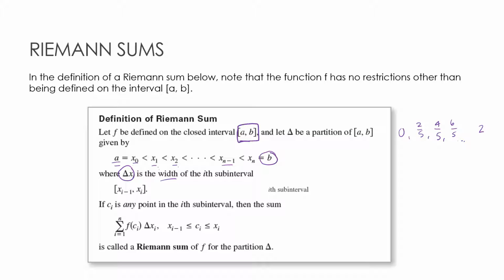These are unequal. Delta xi is going to be the width of the interval. And if ci is any point, remember, one of these positions, any point on the subinterval, then the sum of delta xi times f of ci is going to be called the Riemann sum for the partition. So what does all of that mean? Exactly what we just did. I showed it to you before I told you what it was called. Essentially, we're finding the sum of the function using some arbitrary point ci in our function and delta x, and that's going to be our Riemann sum.